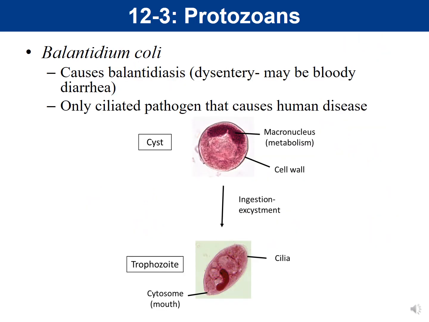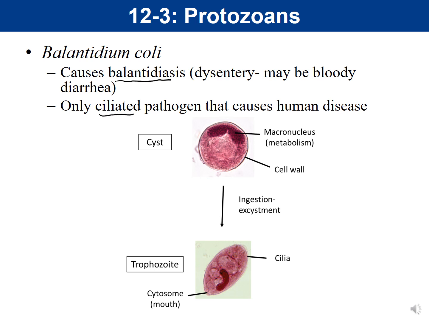So the next organism that we're going to talk about is going to be Balantidium coli. Balantidium coli causes the disease Balantidiasis. So here we go, Balantidiasis. And again, Balantidiasis, like Entamoeba histolytica or amebiasis, is also going to cause dysentery. We'll talk more about that in a minute. Method of motility. Method of motility is cilia.